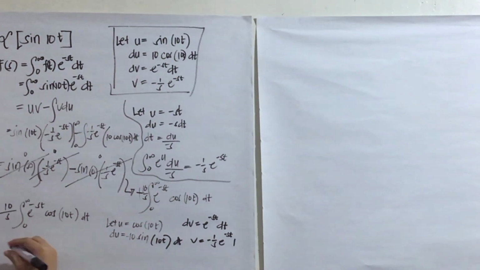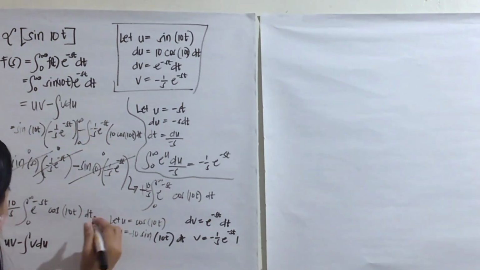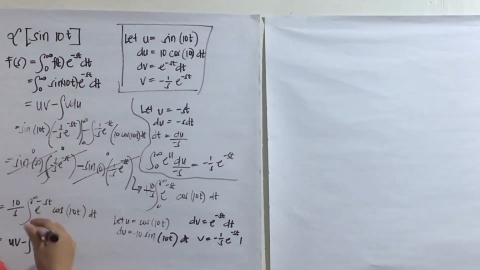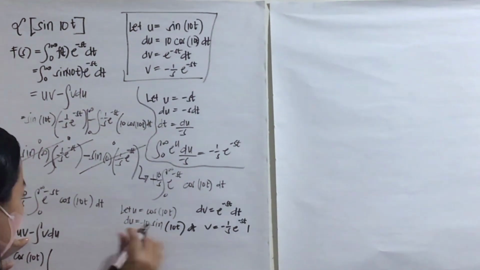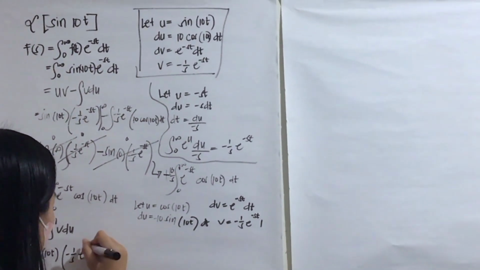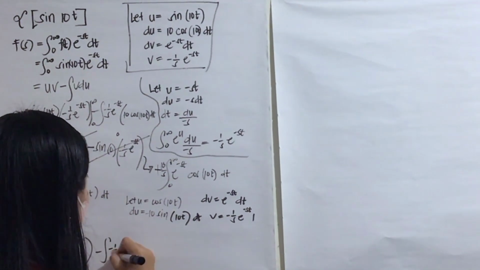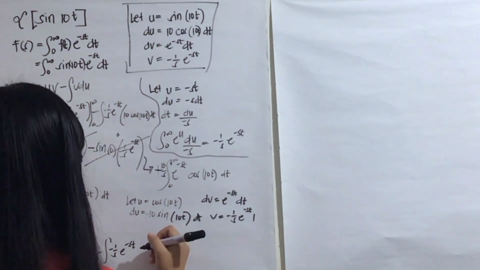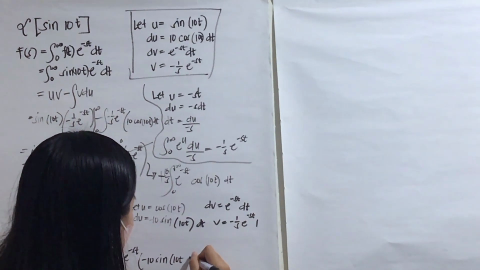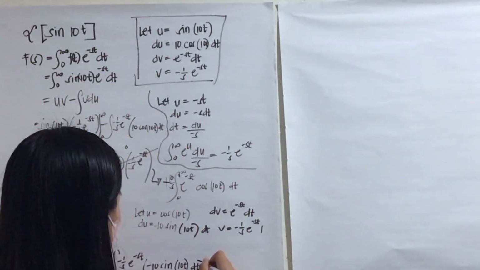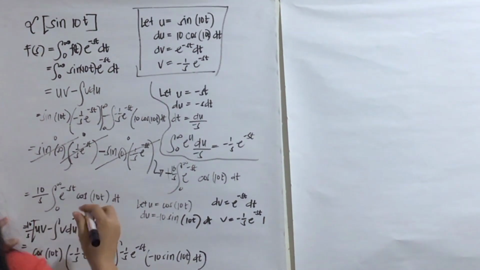And again, using the formula of integration by parts, uv minus the integral of v du, and then substitute the values. Our u is equal to cos 10t, and our v is equal to negative 1 over s e raised to the negative st, minus the integral of v, which is negative 1 over s e negative st. Our du is equal to negative 10 sine 10t dt. And again, we forgot the 10 over s here. We had 10 over s.